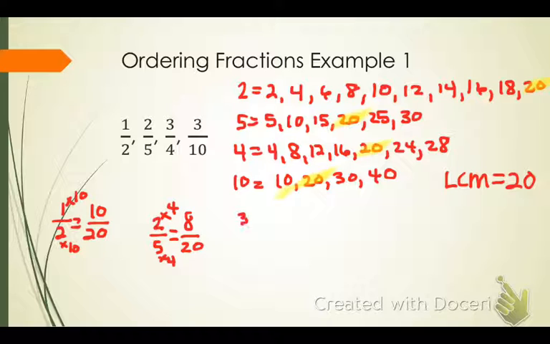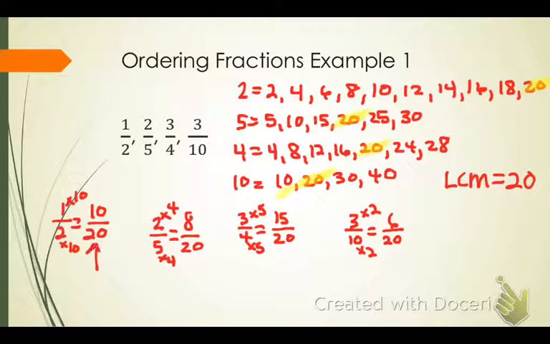We have 3/4 equal to 4 times 5 is 20, so 3 times 5 is 15. And 3/10 is 10 times 2 is 20, so 3 times 2 is 6. So now I have these new fractions with all the same denominator of 20.